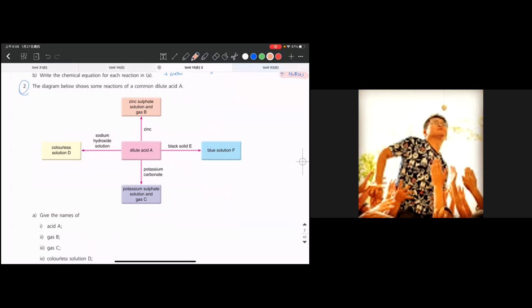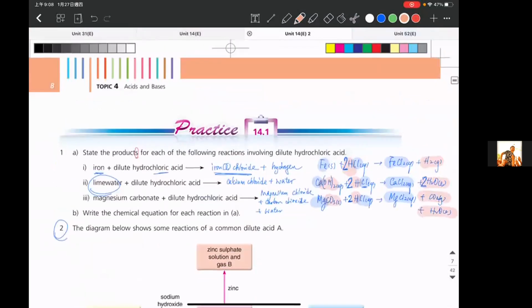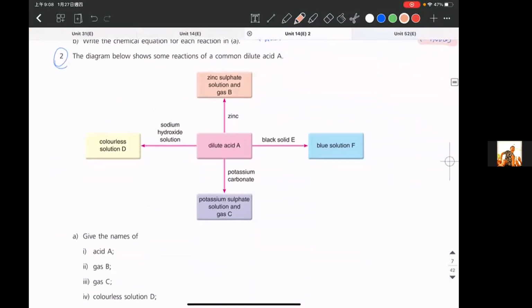All right, so question 2 on your page, on page 8 of your book. Now, could you please take a look on that? And I would like to check the answer with you. First of all, the acids.